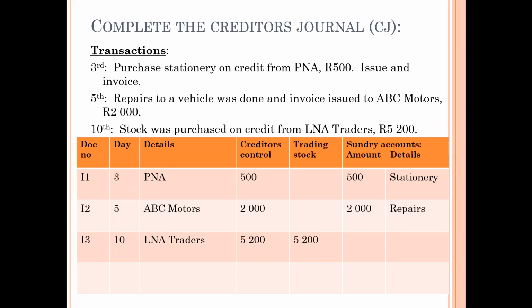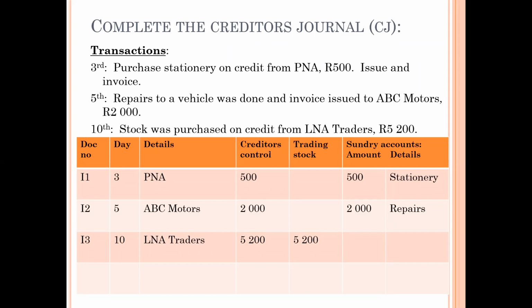Normally they will give you the headings with the columns. So the names here or the headings will already be there. So you just check every time. Let's say, for instance, there was not a trading stock column, but there was a stock transaction. Then you just put it in with sundry accounts. Like on the 3rd, for instance, there was not a stationary column, so you added it with sundry accounts. But let's say there was a stationary column, then you should have just written the 500 Rand in that particular column. So every time you just have to check what headings is at the top with the different columns.